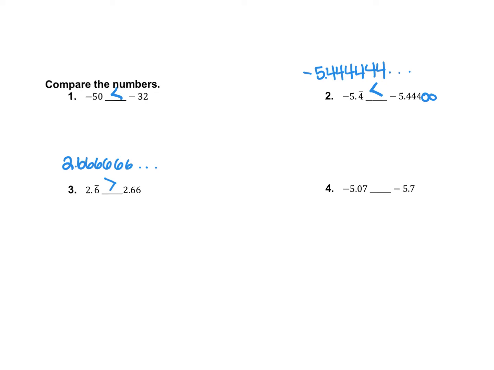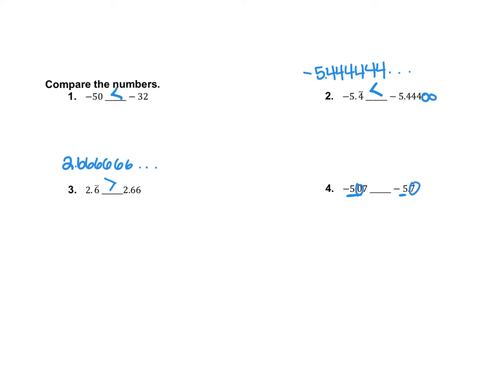Now for number 4, we have to take a look. We have negative 5.07 and then negative 5.7. So it's important for you to take a look. Let's just look at the ones place. They're equal as far as the ones place goes. Now, let's look at the tens place, which is right here.